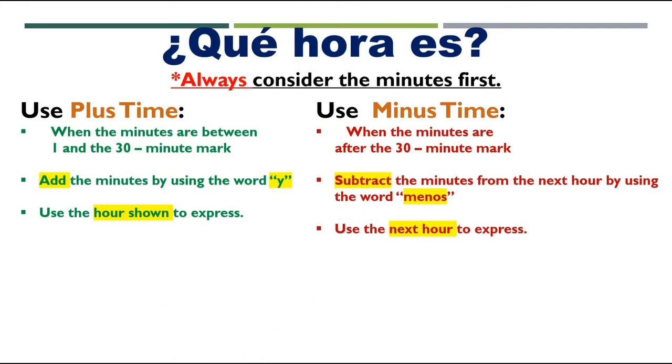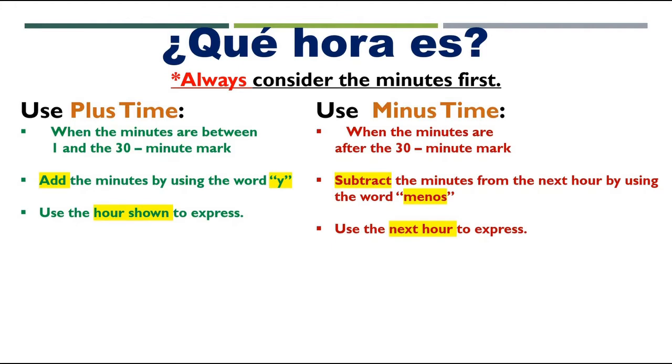When you express the time in Spanish, you will decide whether to use plus time or minus time. As you make your decision, you will always consider the minutes first. Let's look at plus time. We use plus time when the minutes are between 1 and the 30-minute mark. We add the minutes by using the word e, and we use the hour shown to express the time.